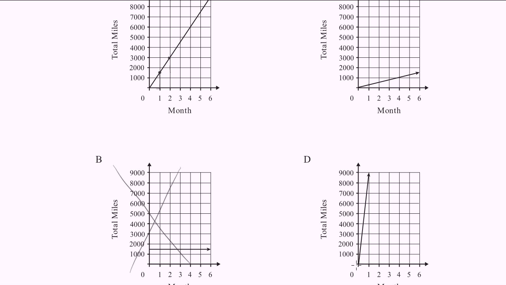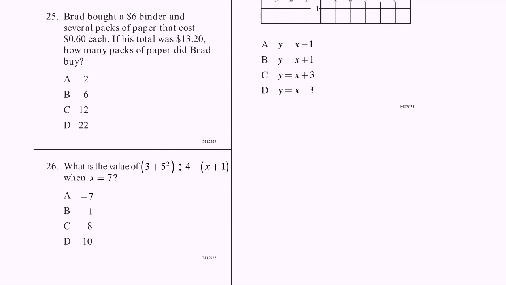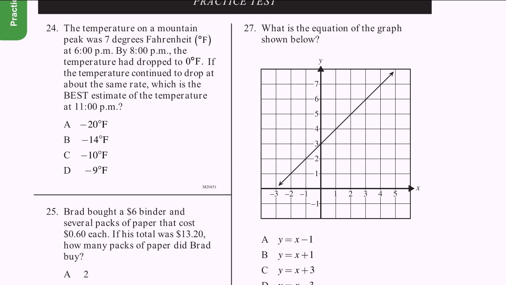And then choice D, after 1 month he travels 9,000 miles, which is completely wrong. They said per month he travels 1,500 miles. So it's definitely not choice D. So choice A we can feel good about. Let's go to the next page. All right. We have problem 24.